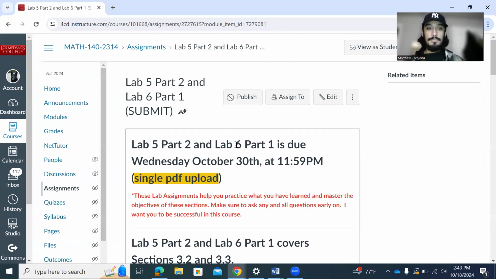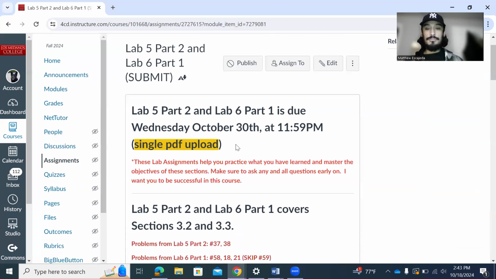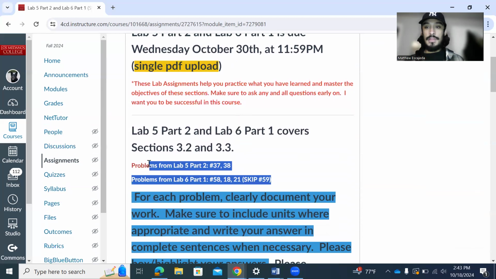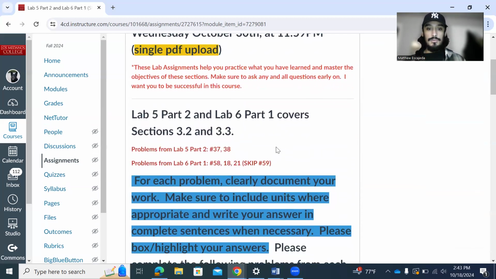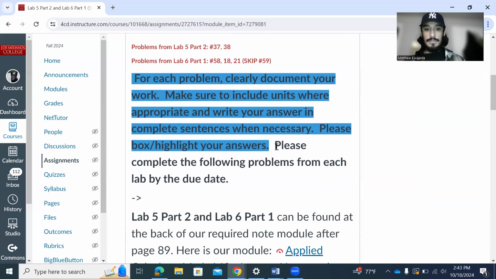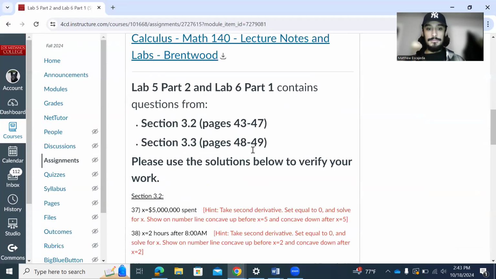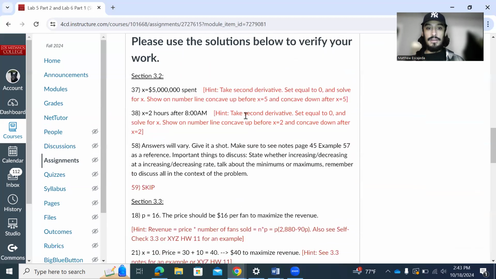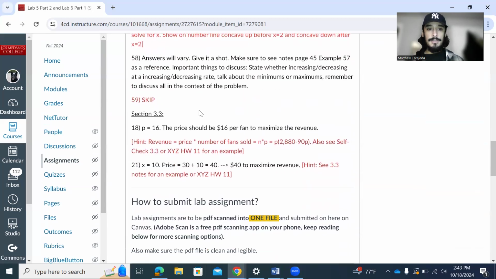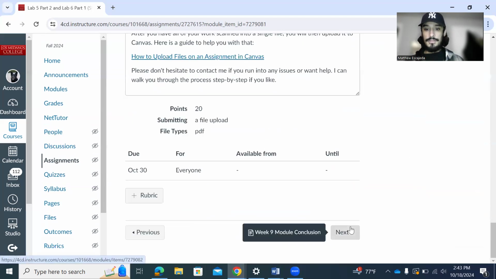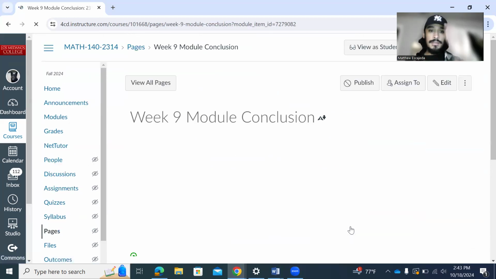Then here's our Lab 5 Part 2 and Lab 6 Part 1. So make sure to submit these together. Once again, here are the questions you need to do from both lab assignments. And don't do any of the 3.4 stuff for Lab 6, okay? Sorry. And I have some hints here for you guys: skip 59, and some hints for 3.3. Okay, so that would be due next Wednesday.